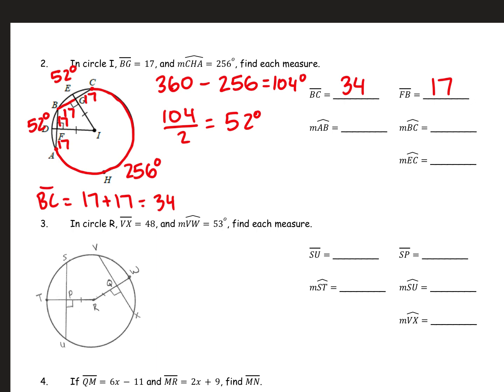Next, we want to find the measure of arc AB. That just goes from A to B the short way. That's not hard to see. That's 52 degrees. That's the length of that whole arc in purple that I just shaded. We also want to know the measure of arc BC. That goes from B around to C. We already know that one. That's 52 degrees.